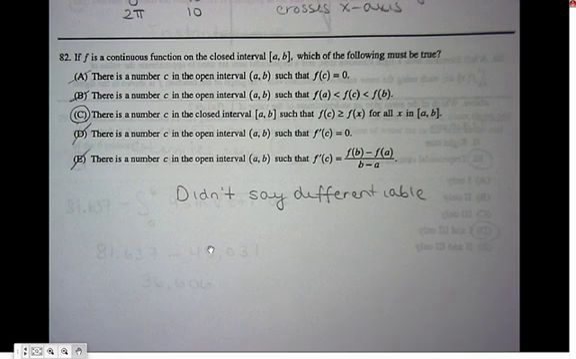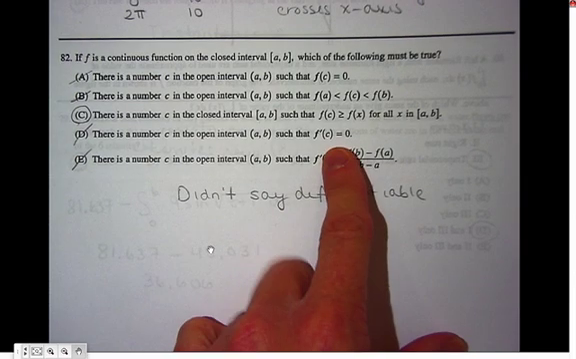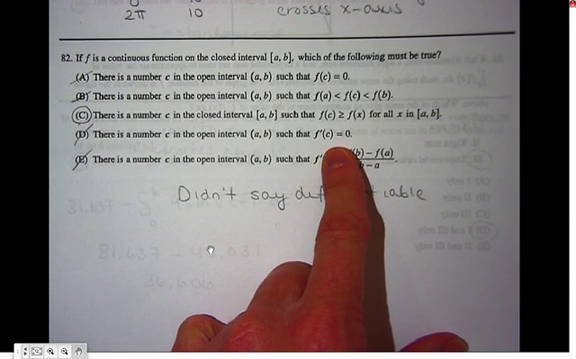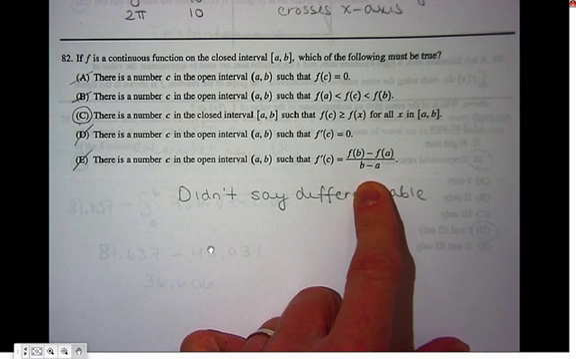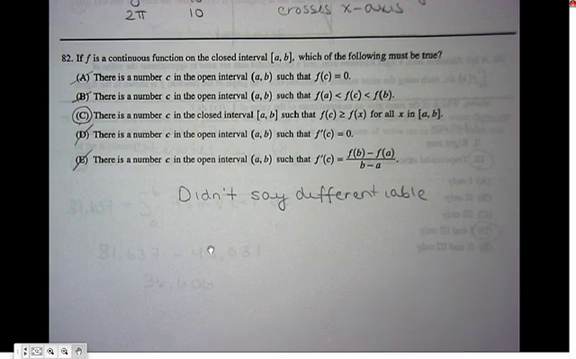Doesn't say it's differentiable, okay? So I don't know that there's a place where the derivative is 0 because it doesn't have the stipulations for Rolle's theorem. I can't use mean value theorem. See how they're testing that? So I have to figure out of the other 3.